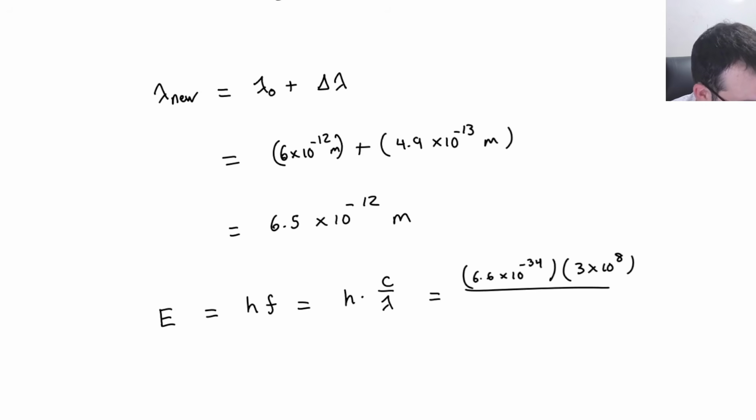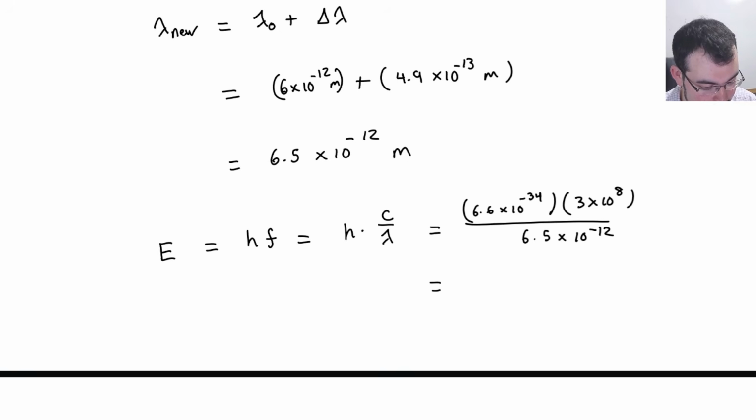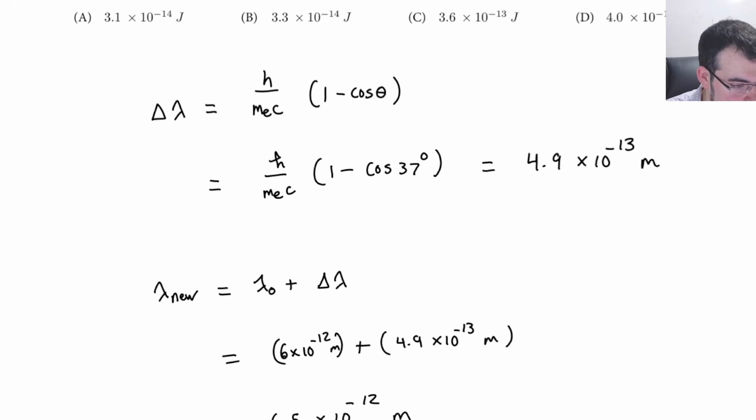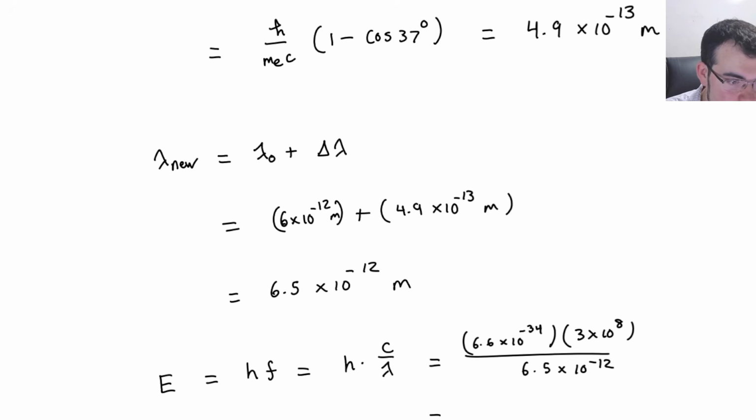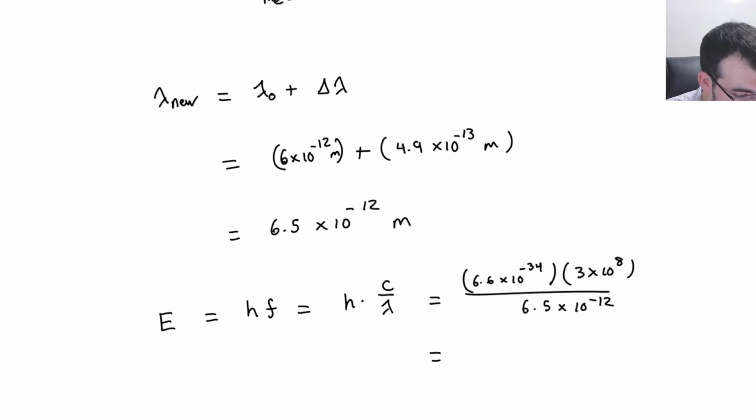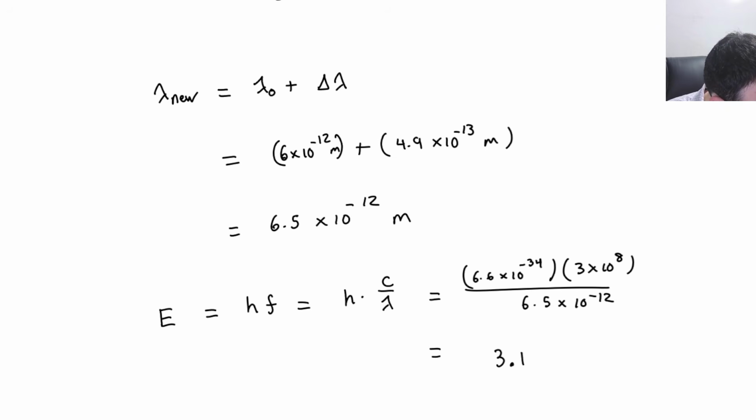I'm sure this is riveting content, just watching me write all of these fundamental constants and substitutions in there. But this is a rough question. Compton scattering is just kind of rough in general. Trust me, we get A. So you can just trust that we get A out of this. 3.1 times 10 to the negative 14th joules.